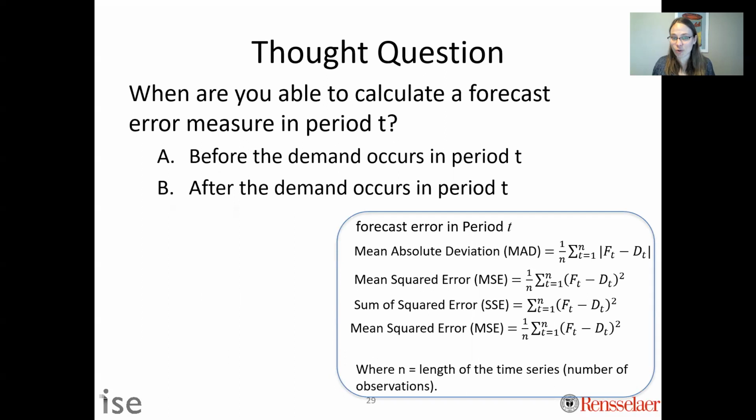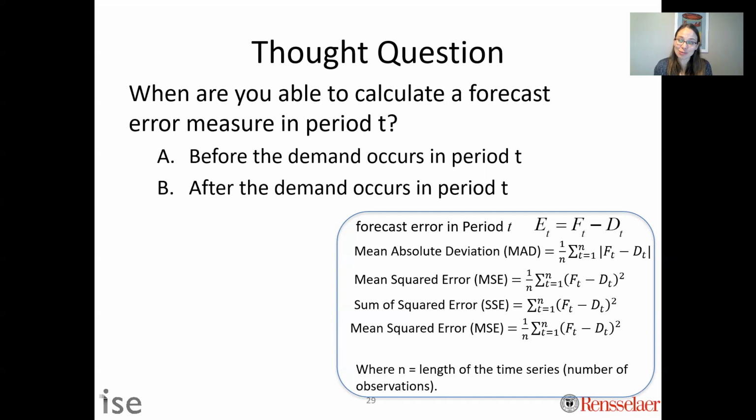All right, my next thought question is thinking about how am I actually able to calculate these forecast errors? My question here is, when are you able to calculate a forecast error measure in period T? Here are some examples of those measures. Is the correct answer A, before the demand occurs in period T, so that's D of T? Or after the demand occurs in period T? So do we need the demand to occur, or can we do it before that?